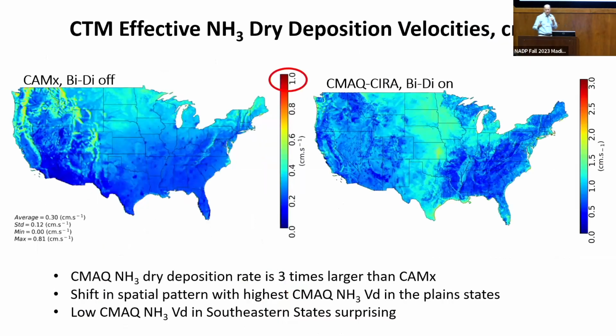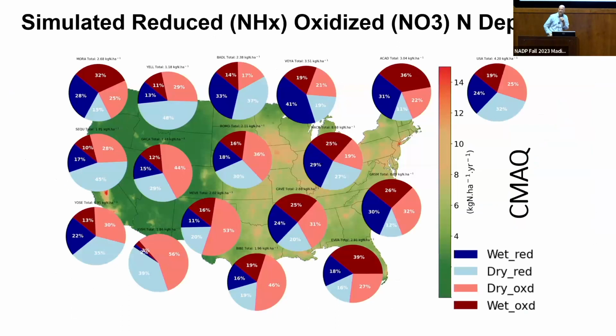So what's going on there? If we take a look at these deposition velocities, you saw this map. Now this is the map from CAMX. We see, one, a dramatic spatial difference: high in the Plains states, low in the eastern United States, lower in the west. Here we saw this big north-south gradient, kind of what you'd think, temperature-driven. We also see, if you take a look at the magnitudes, there's a factor of 3 or 4 difference here. So this is suggesting that CMAQ has much higher dry deposition.